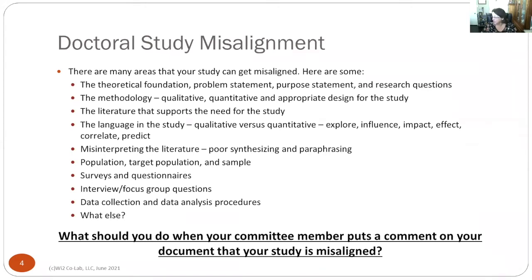Okay, let's keep stepping forward. This is why, because you could be misaligned in any of these areas. This is why I put that big underlined comment at the bottom. What should you do when your committee member puts a comment on your document that your study is misaligned? The first thing you should do is say, help me understand where and why. Just don't start writing again.